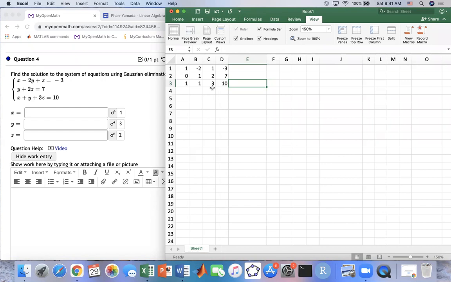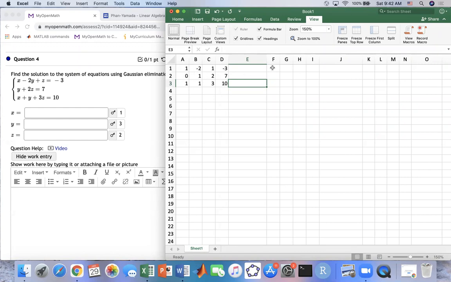Now, the Gaussian elimination method helps us do row operations to make the upper triangular matrix for the first 3x3 matrix right here. You notice this one is 1, that's good, so we're going to leave it alone. And this one has zero right here, good, so we're going to leave it alone.